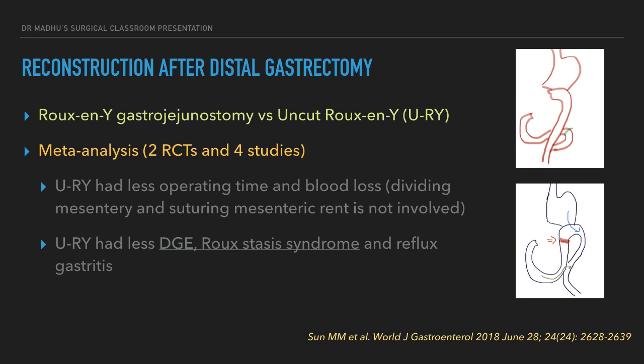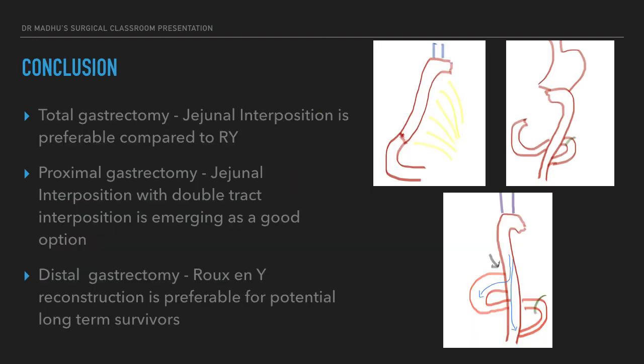So, dear friends, to conclude, the types of reconstruction following a total gastrectomy, a jejunal interposition is a preferable type of reconstruction compared to a Roux-en-Y. Following a proximal gastrectomy, jejunal interposition with a double tract reconstruction is emerging as a good option. Following a distal gastrectomy, a Roux-en-Y reconstruction is preferable for potential long-term survivors because the long-term outcomes are good. We can think about constructing an uncut Roux-en-Y type of reconstruction as well in these patients.